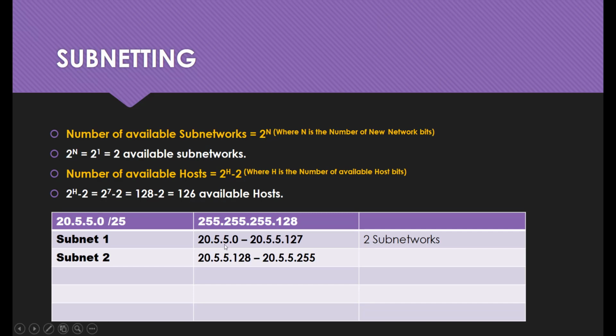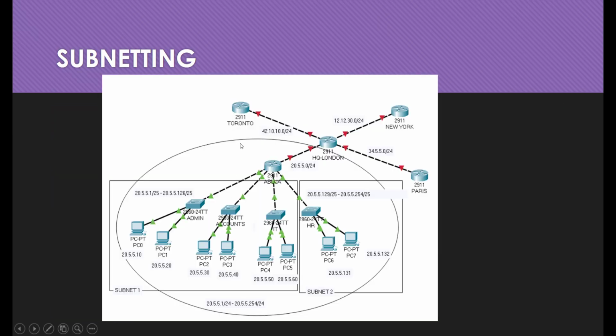That means 20.5.5.0 is the network, and 20.5.5.127 is the broadcast address. So what we have in between is what we saw in the chart here, which is 20.5.5.1 to 20.5.5.126, which are available to be issued out.